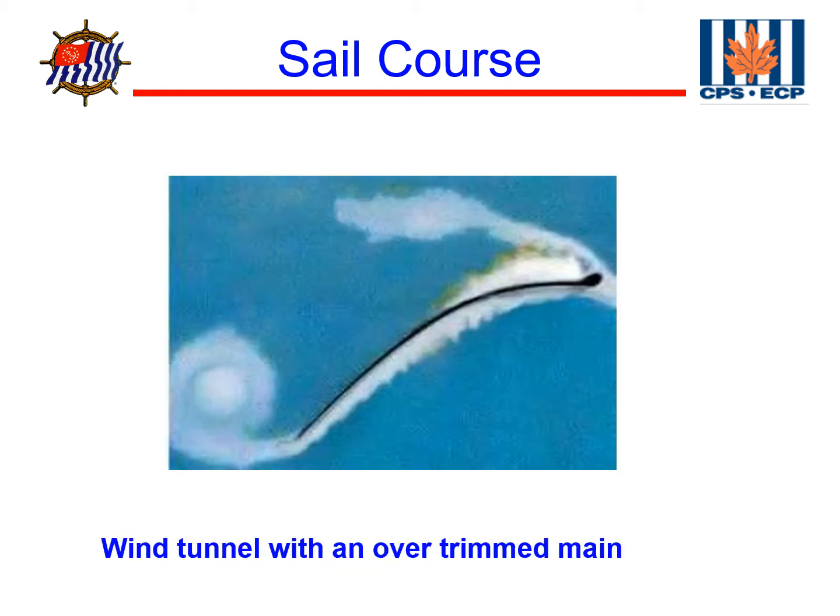This is a picture of a sail in a wind tunnel, and the main is over trimmed. And so what we can see is as the wind is coming in, it's staying very tight on here until it gets to the end of the sail, and then it comes around and starts being disturbed. On the downwind side of the sail, the wind never really gets attached. It just starts sailing off to the side.